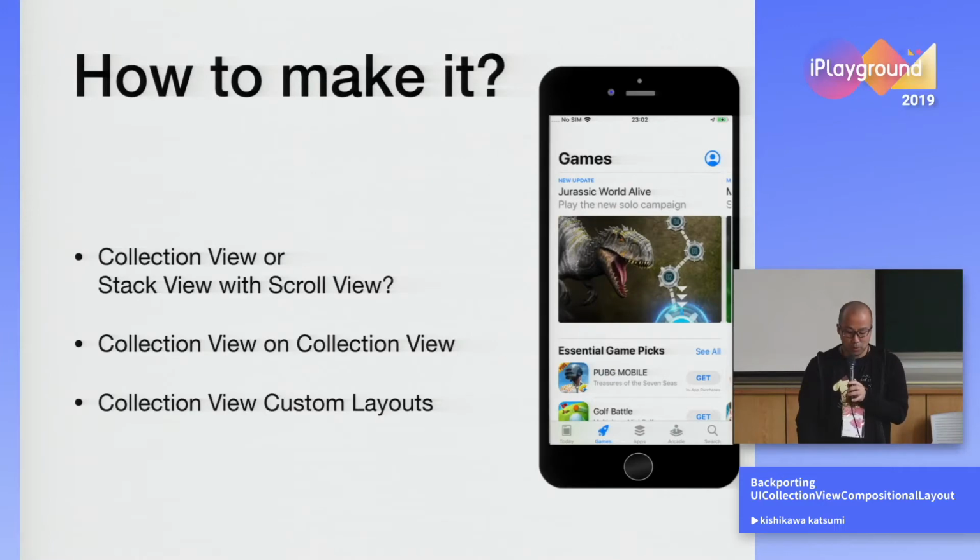So how do we make such UI? There are multiple solutions, for example, using multiple collection views, or stack view and scroll view, or building custom collection layouts. Each solution has trade-offs. Collection views on collection view is much simpler than building custom layouts. However, data management and reusing cells are dramatically more complicated. Building custom layouts seems the right way, but I never want to do it.